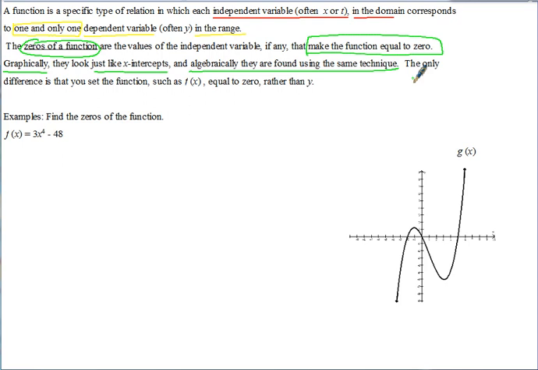The only difference is you set the function such as f of x equal to 0 rather than y, because in function notation, we use f of x or g of x or something like that in place of the y. So let's look at a couple examples, one algebraic and one graphical.